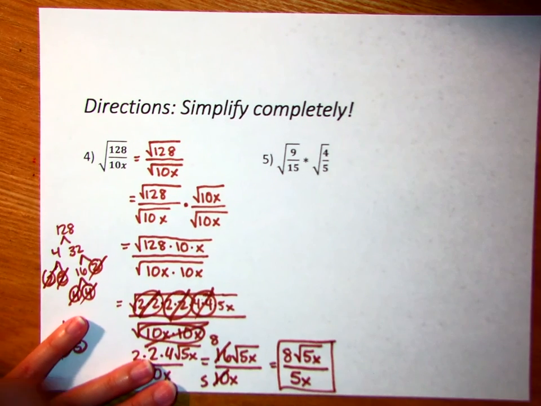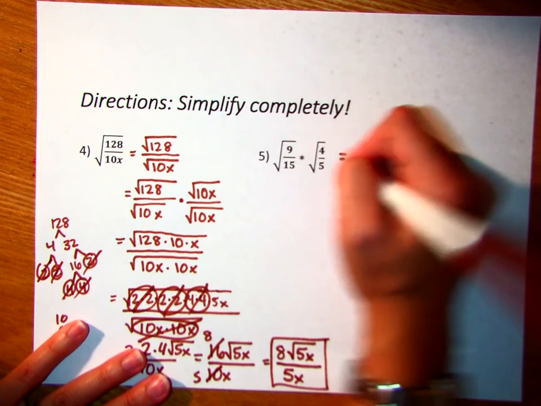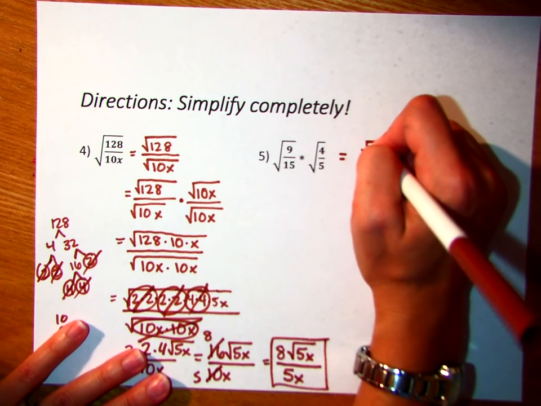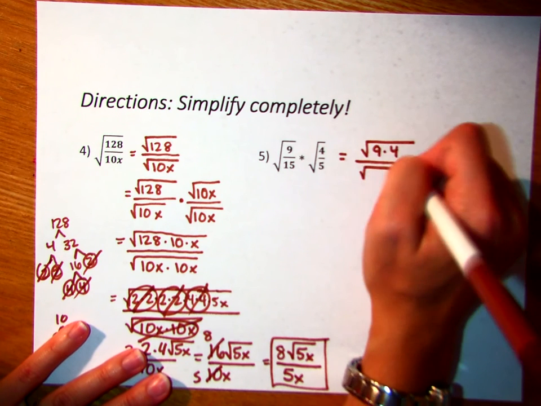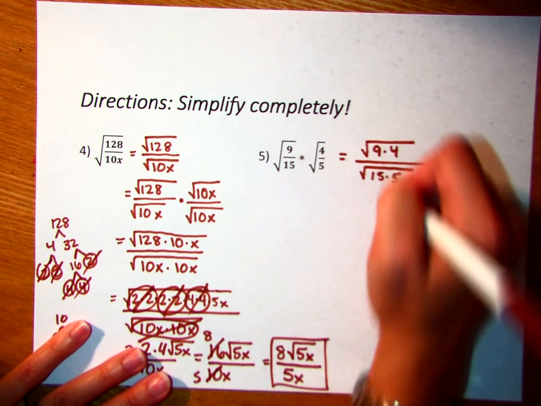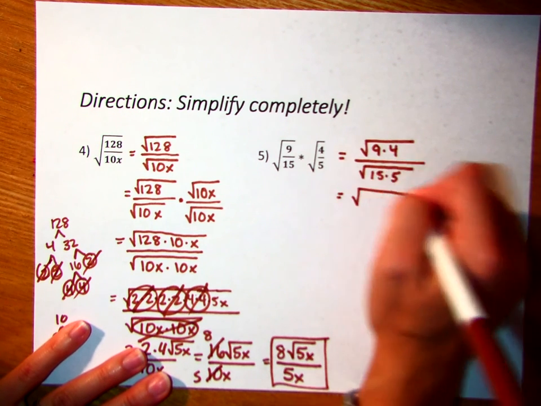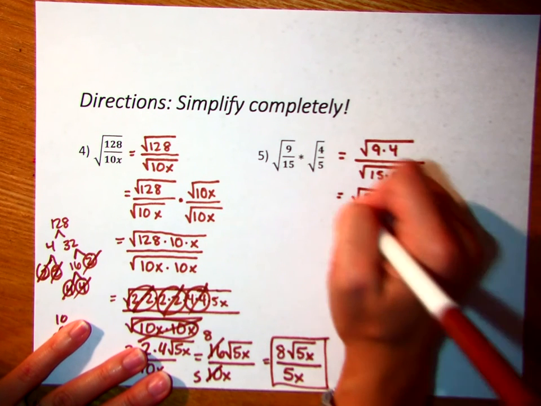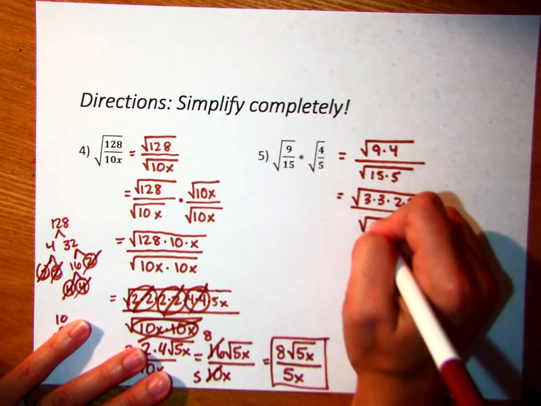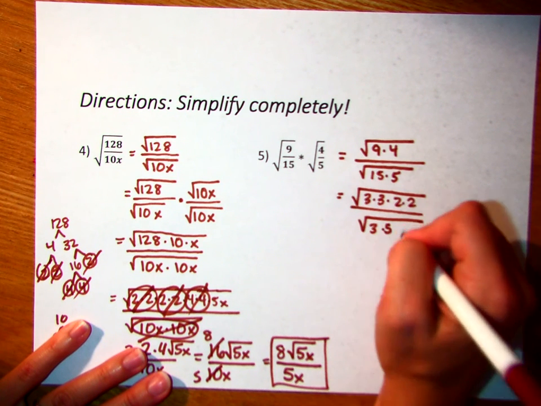And then finally, number 5. I'm going to go ahead and combine all the numerators, so that would be 9 times 4. And I'm going to go ahead and combine the denominators, which would be 15 times 5. Let's do the prime factorization on the top. 9 would be 3 times 3. 4 would be 2 times 2. On the bottom, 15 would be 3 times 5, and then there's another 5.